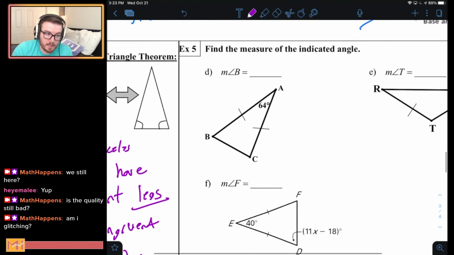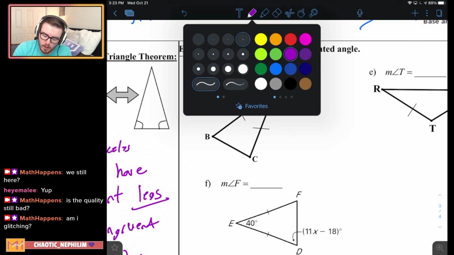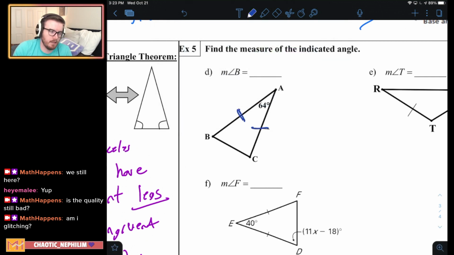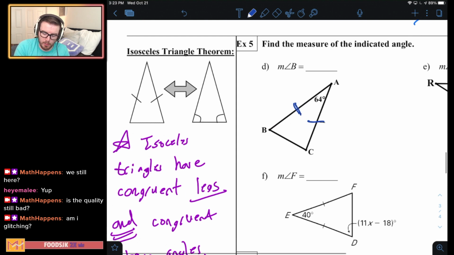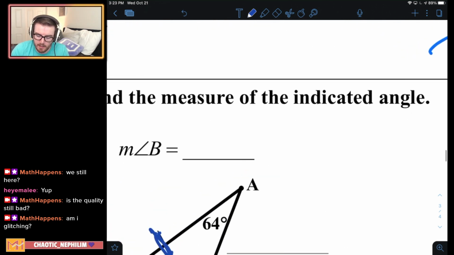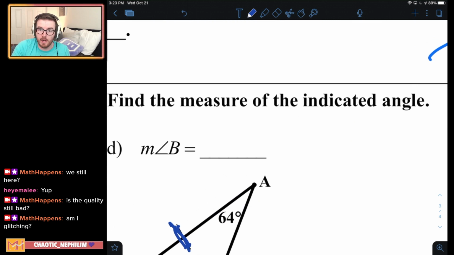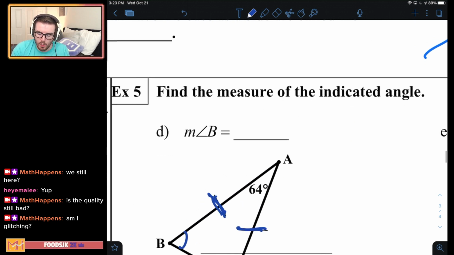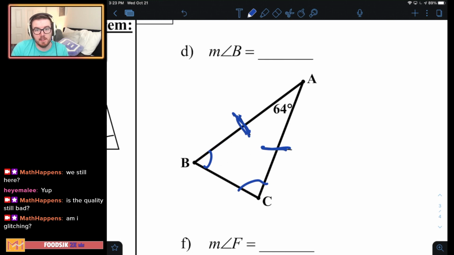So we look at this picture and we go, oh, the legs are the same. Well, as this double arrow suggests, if the legs are the same, then therefore the base angles are the same. All right? You can trust that at any point. The directions here didn't even say that these were isosceles triangles. We just look at the picture and go, oh, the legs are the same. It's isosceles. And if the legs are the same, then these base angles are the same.